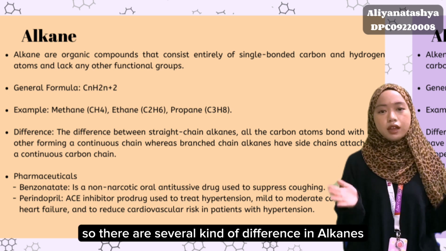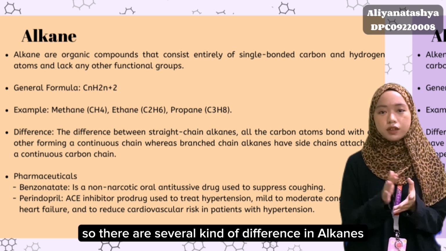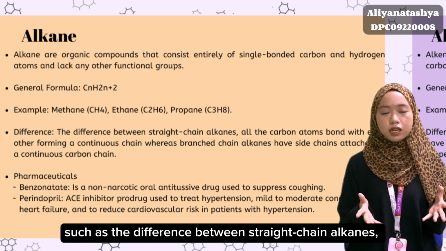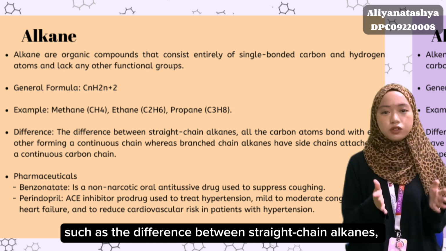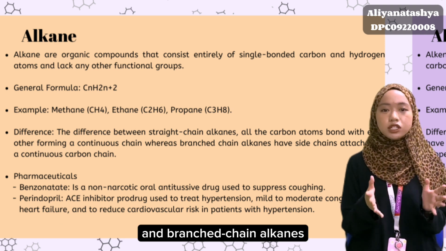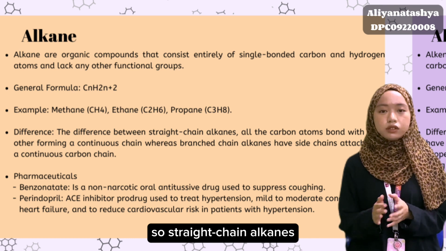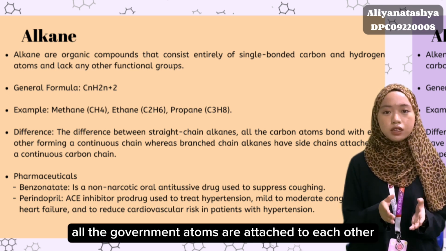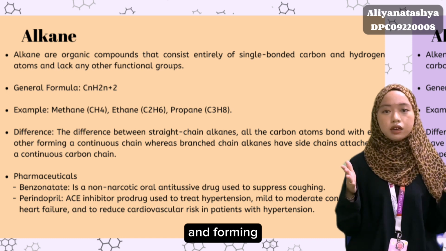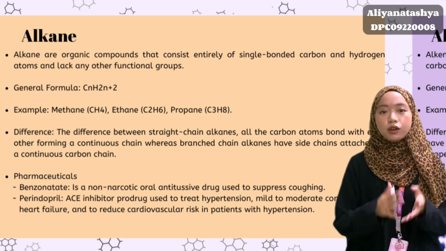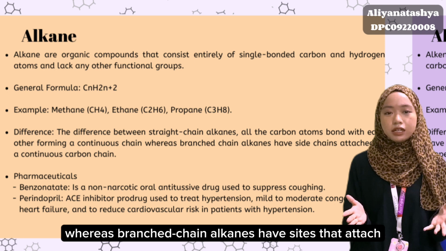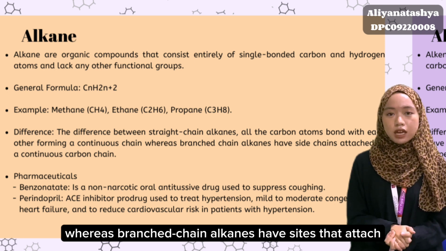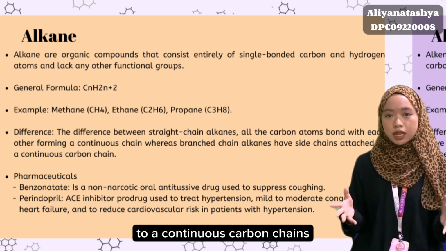There are several kinds of difference in alkanes, such as the difference between straight chain alkanes and branch chain alkanes. In straight chain alkanes, all the carbon atoms are attached to each other, forming a continuous chain. Whereas branch chain alkanes have sides that attach to a continuous carbon chain.